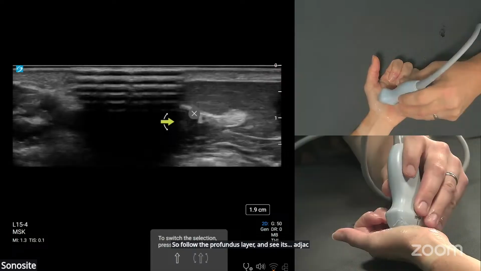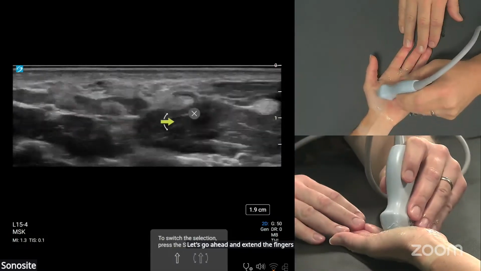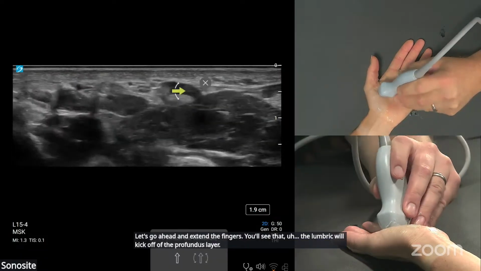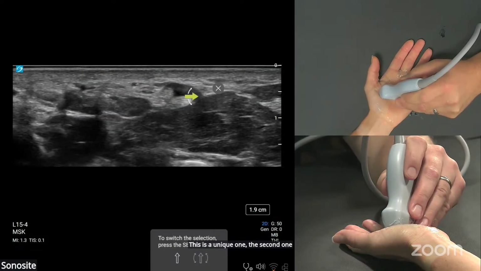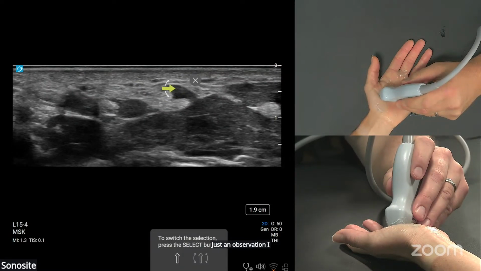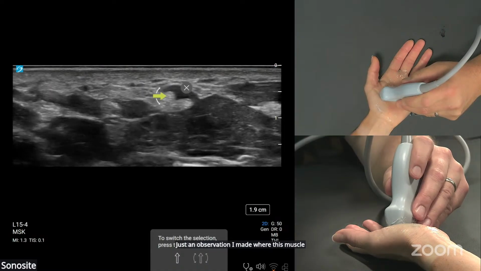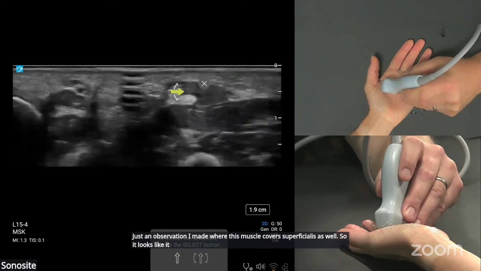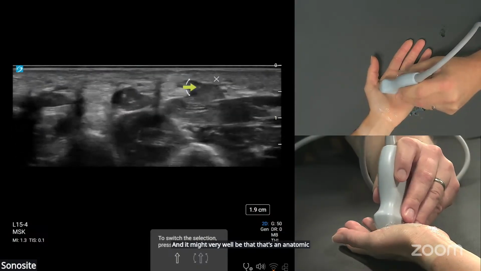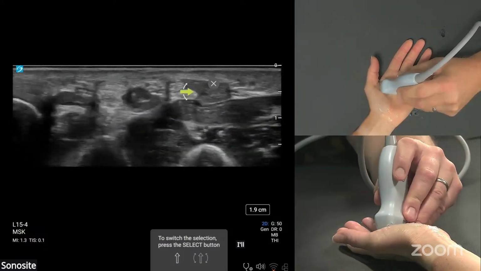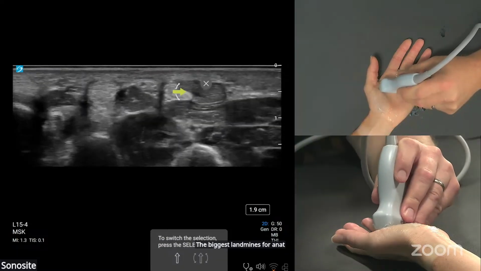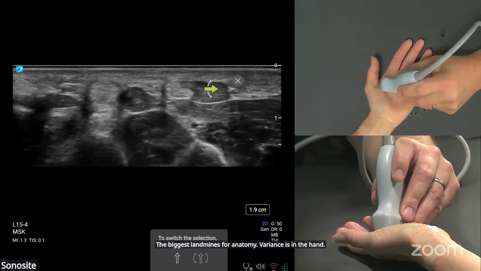adjacent. Let's go ahead and extend the fingers. You'll see that the lumbrical kicks off of the profundus layer. This is a unique one, the second one, in that the lumbrical travels more superficial than the rest. Just an observation I made where this muscle covers superficialis as well. So it looks like it's coming off both of them. And it might very well be that that's an anatomic variant. I'll say of all of the structures in the body, I feel like the biggest landmines for anatomy variance is in the hand. But this is lumbrical.